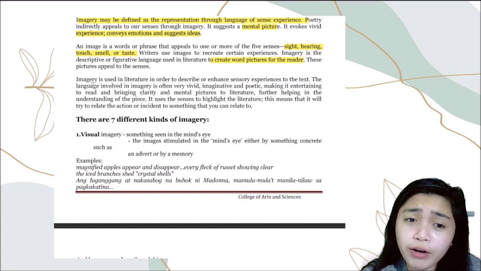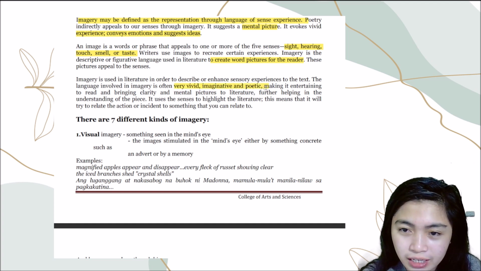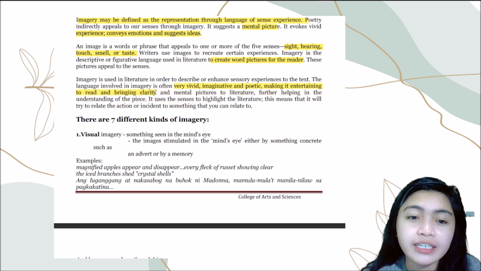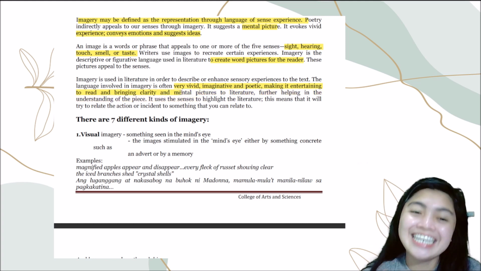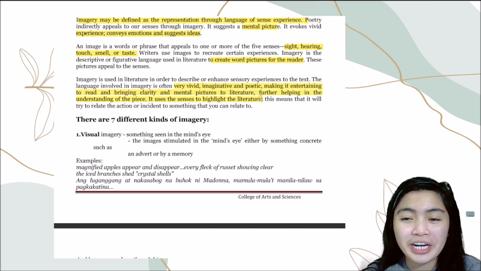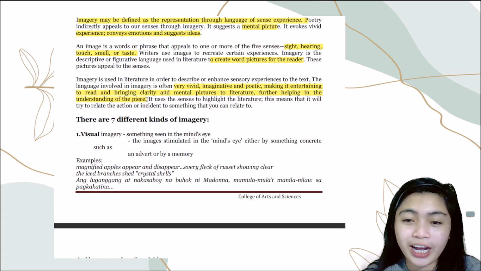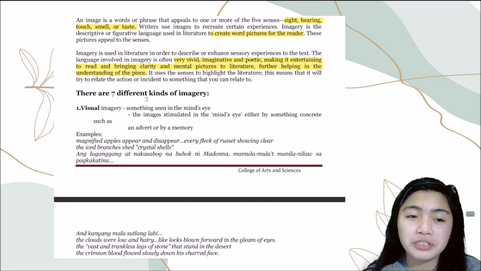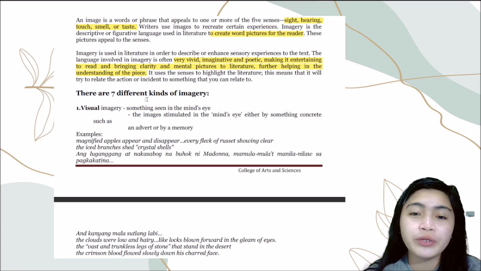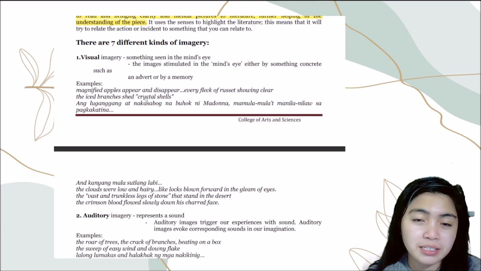So, the language involved in imagery is often very vivid, imaginative, and poetic. So, making it entertaining to read, and bringing clarity and pictures to literature. So, further helping in understanding the piece. So, it uses the senses to highlight literature. So, this means that it will try to relate the action or incident to something that you can really relate to. So, there are 7 kinds of imagery.